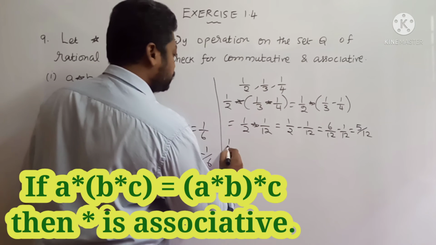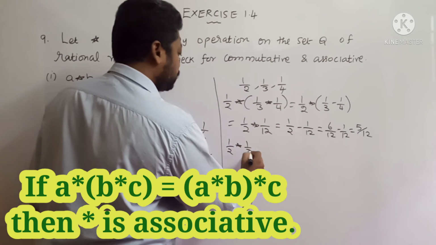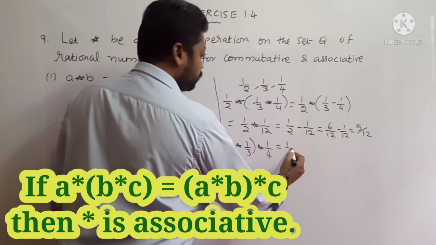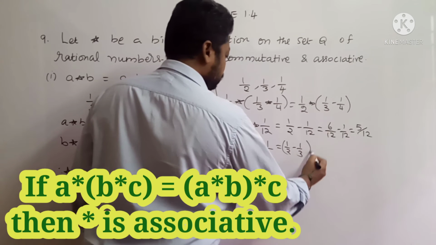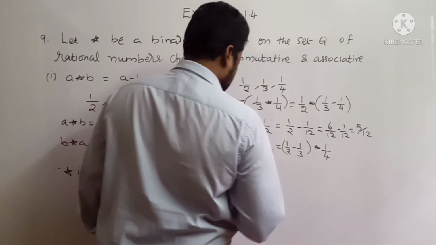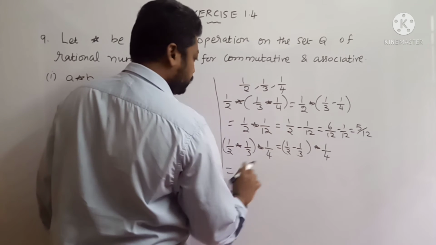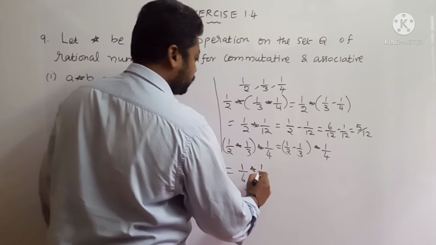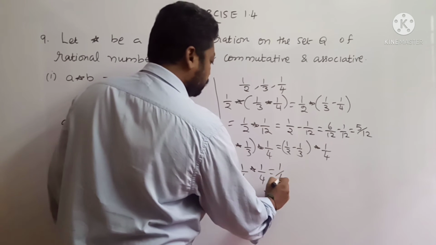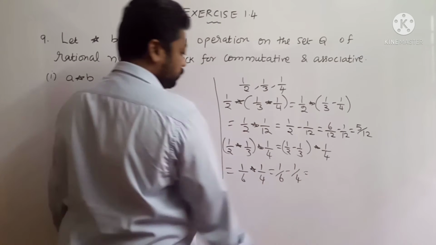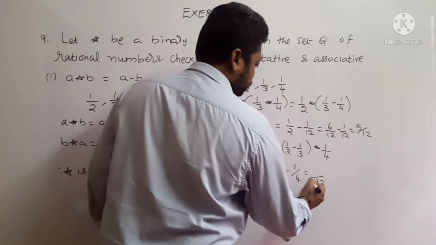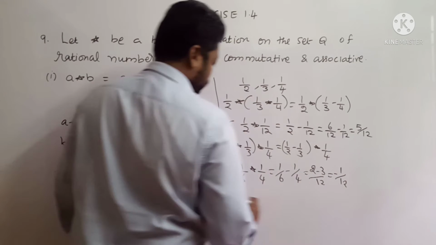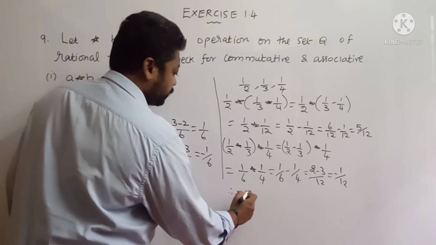Okay. So now we will check for 1 by 2 star 1 by 3 star 1 by 4. So this is 1 by 2 minus 1 by 3 star 1 by 4. So that is equal to, this is 1 by 6. So here we got 1 by 6 star 1 by 4. So 1 by 6 minus 1 by 4. Okay. So the LCM is 12. So 2 minus 3. So what we get? Minus 1 by 12. Therefore star is not associative.